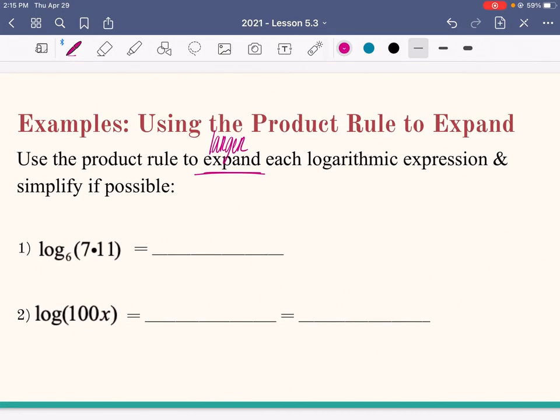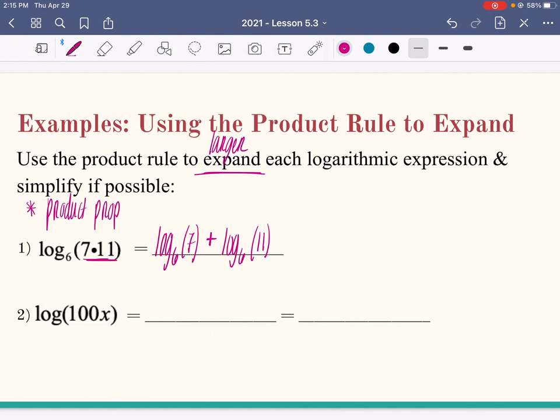So here, I'm going to notice I have log base 6 of 7 times 11. That is product property. And you don't have to write that always, but for now, I would just do this as a reminder. So product property says we split these up into two separate expressions, so log base 6 of 7, and then I'm going to separate them with a plus sign, plus log base 6 of 11.